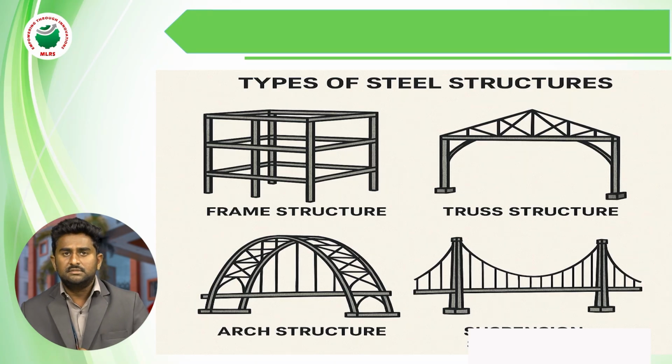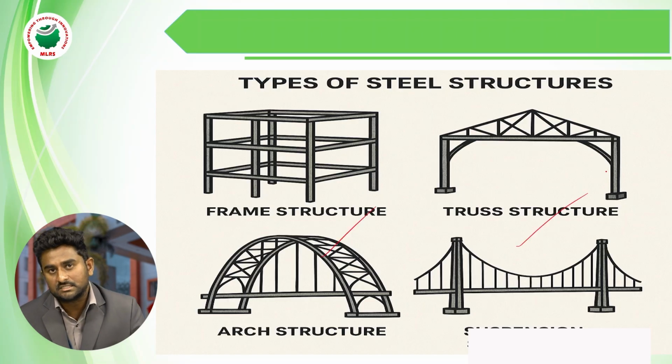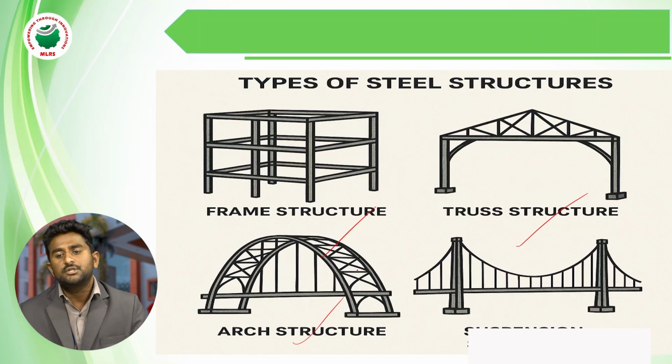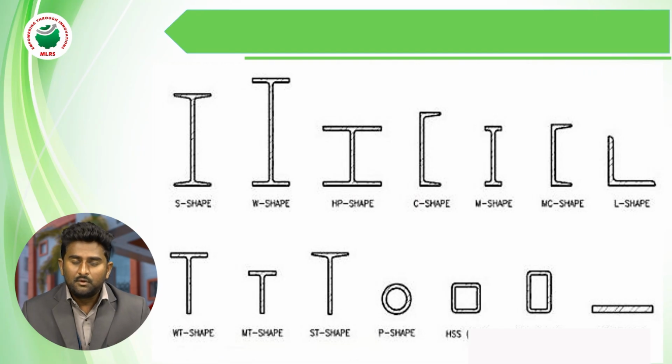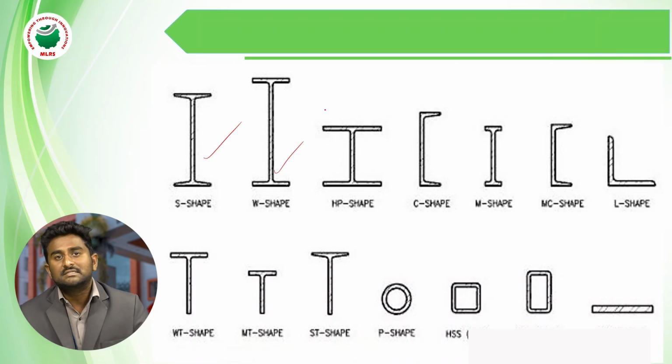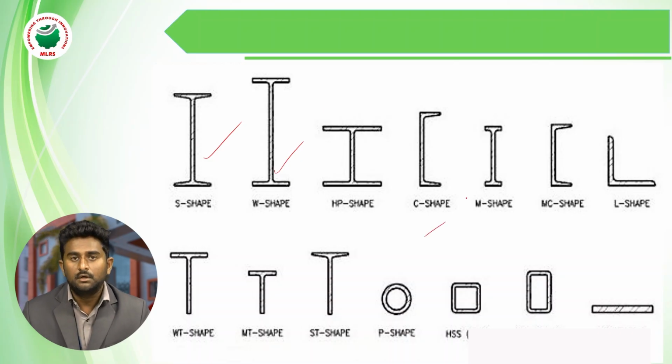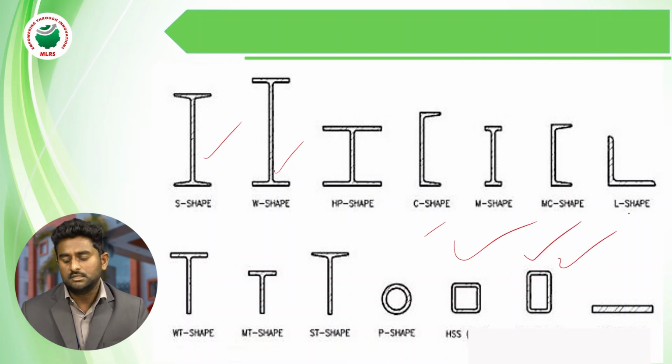Types of steel structures. These are the four types of steel structure. First, frame structure. Second, truss structure. Third, arch structure: 3-hinged arches and 2-hinged arches. Next, coming to suspension structures. Suspension bridges are mostly observed in valley areas. What are the different types of sections of the steel structure? I section, T section, C section, H section, M section, O section, circular section, square section, rectangular section, plane section.